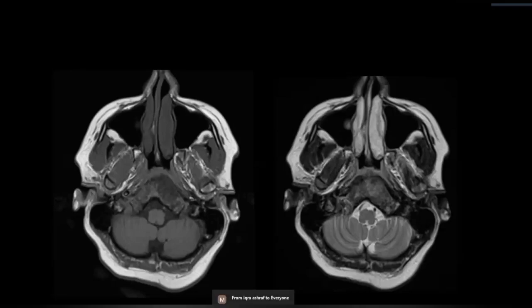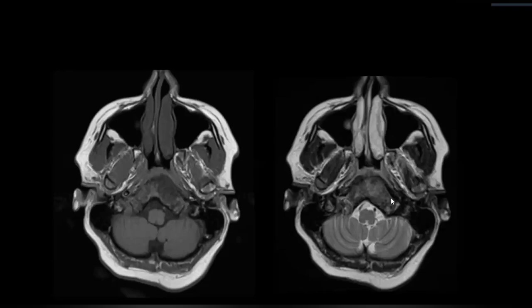Sir, can I see further images, sir? What do you think based on these images? Sir, it is T1 low, T2 high, some lesion involving the bone.